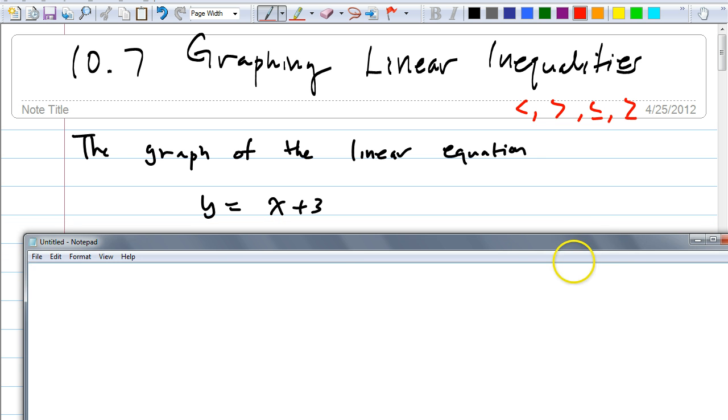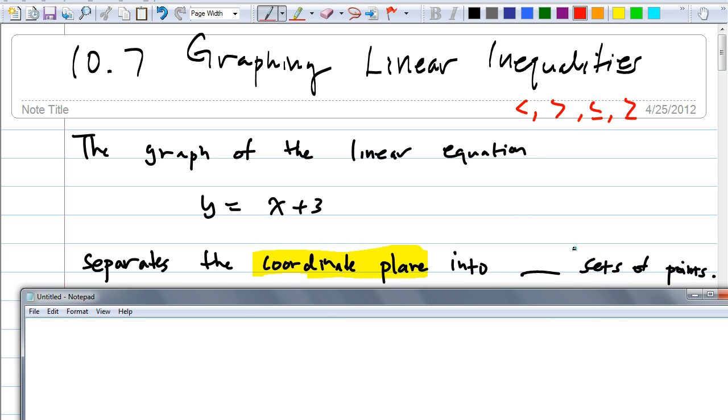So what does it do? Well, can you fill in this blank? The graph of the linear equation y equals x plus 3 separates the coordinate plane into something blank set of points. You could think of the coordinate plane as being made up of a bunch of sets of points, right? When you graph this line, y equals x plus 3, it separates the coordinate plane into how many sets of points? Anybody?